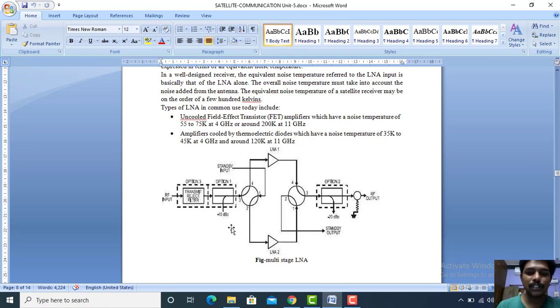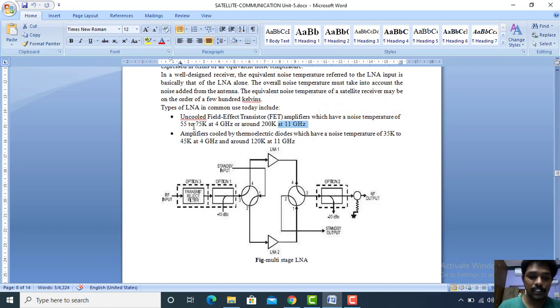So the common things of the low noise amplifier are that these are made with the help of field effect transistors, uncooled field effect transistors, which have a noise temperature in the range of 55 to 75 Kelvin for the 4 GHz range and 200 Kelvin at the 11 GHz range.